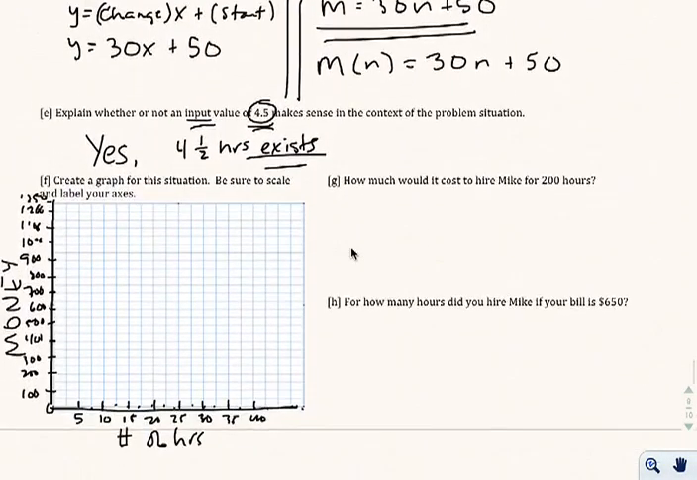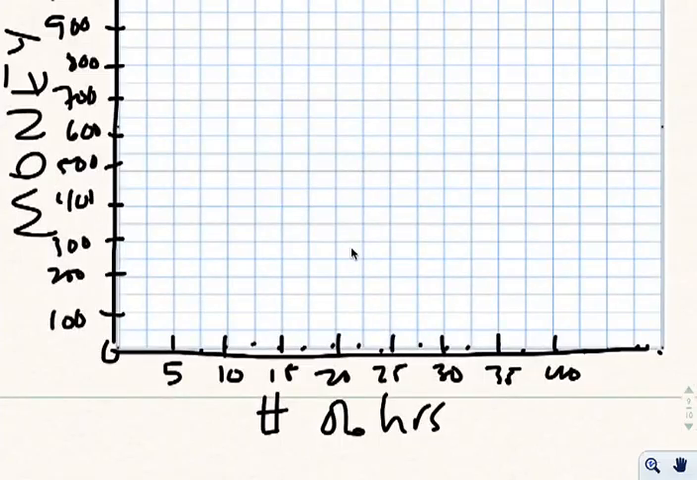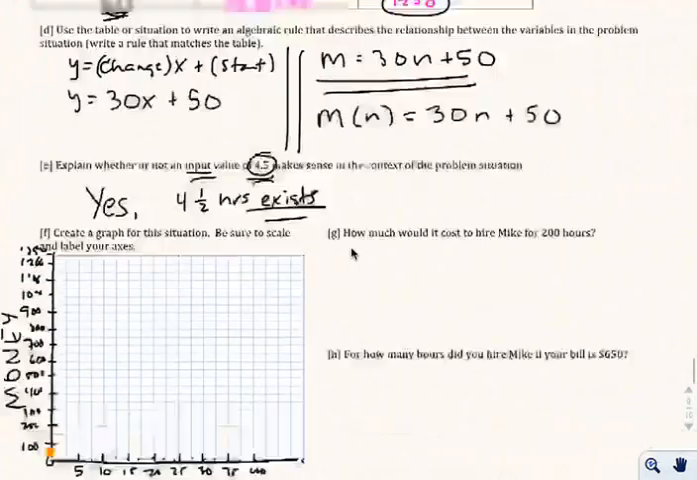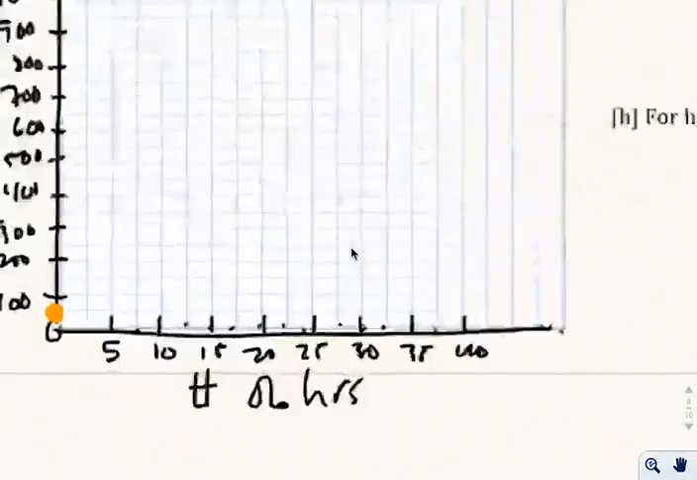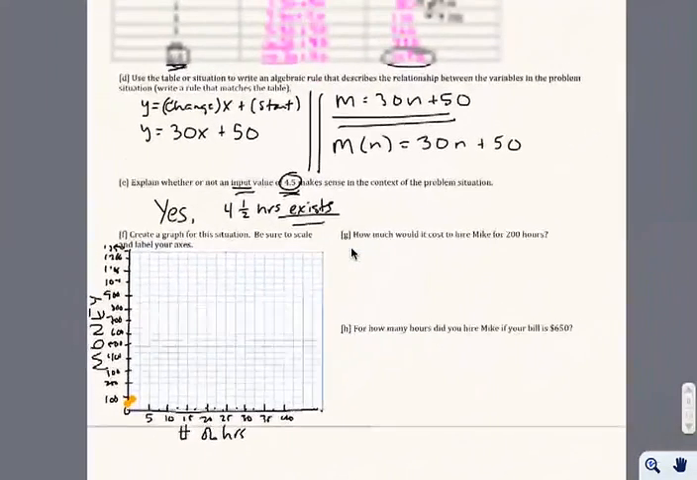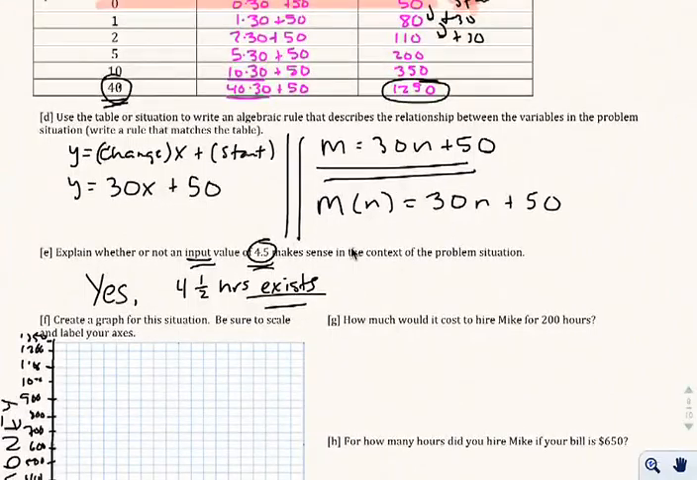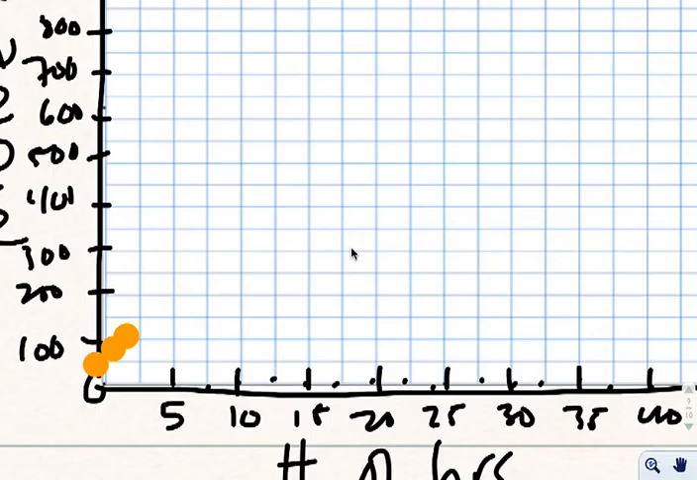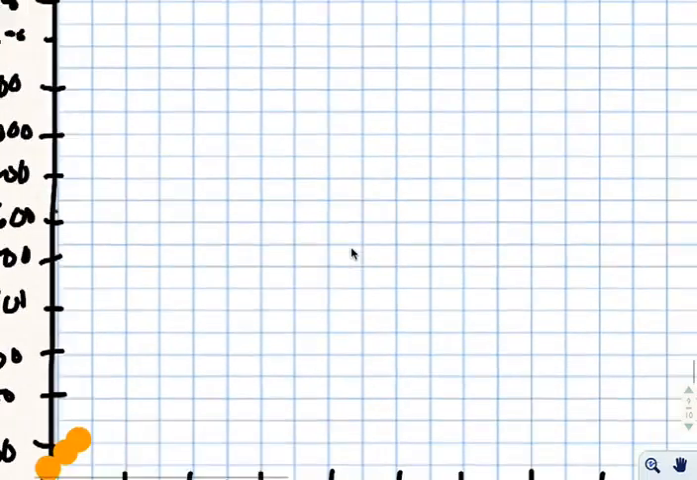So 0 and 50. So at 0, boom, there it is, 50. Let's see. 1 hour is going to be 80. So here's where I have to guess. So in the middle is 250, so 80 should be about right there. Let's see what we got. 2 is 110. So just above the 100 mark.